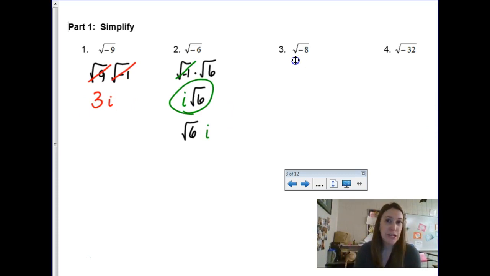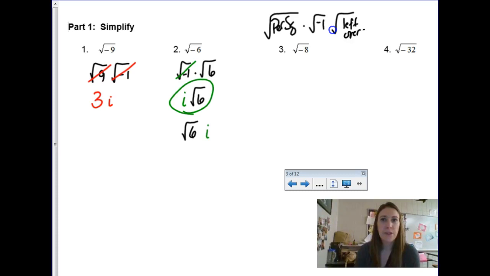So here for number 3, if this was just 8, I would be breaking down 8 into 4 times 2. But it's not just 8, it's going to be 4 and 2 and negative 1. So the order that I'm going to write this in, when they partially break down like this, is the perfect square first, then the negative 1 in the middle, and then the leftovers over here. If you keep it in that order, it'll break down real nice for your simplification. So perfect square, negative 1, and leftovers.